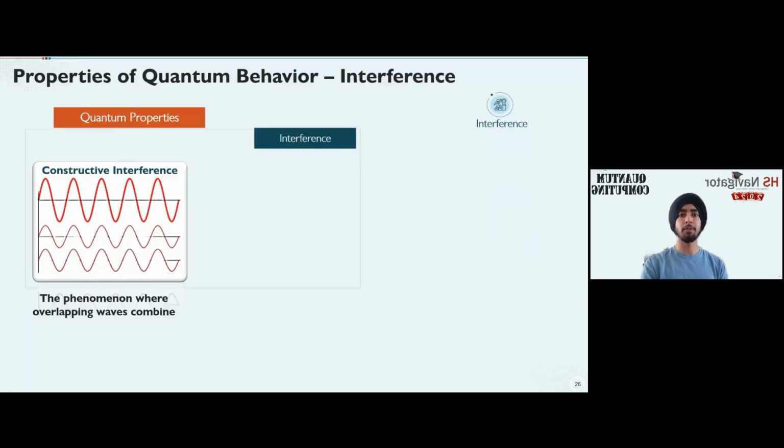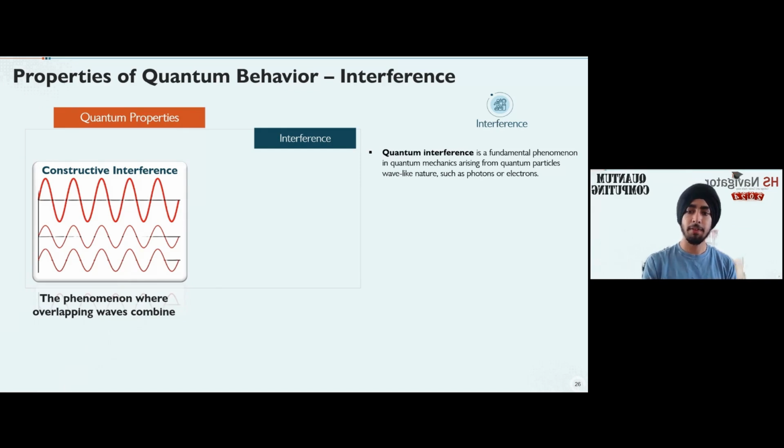So the next property. We talked about superposition, which is the ability for a qubit to be both 0 and 1 at the same time. We talked about entanglement, which means two qubits can be connected with each other, and information about one can share information about the other. And the third property we're going to talk about is interference.